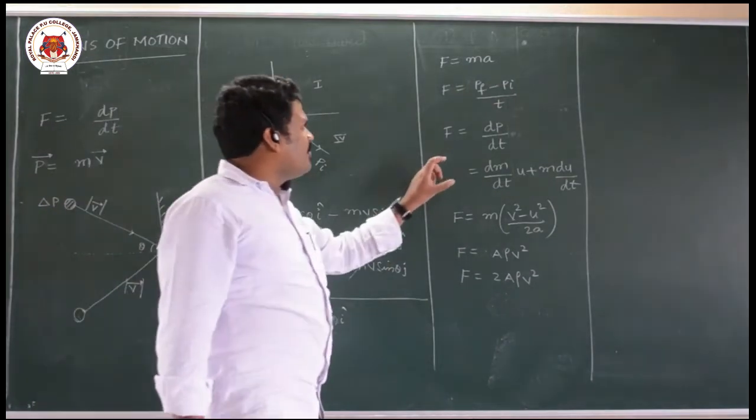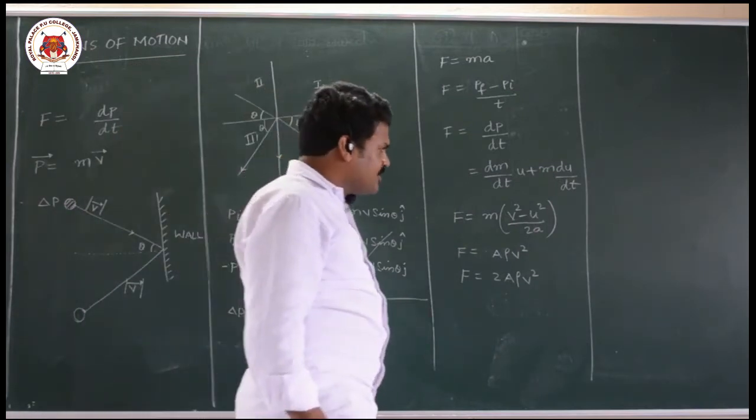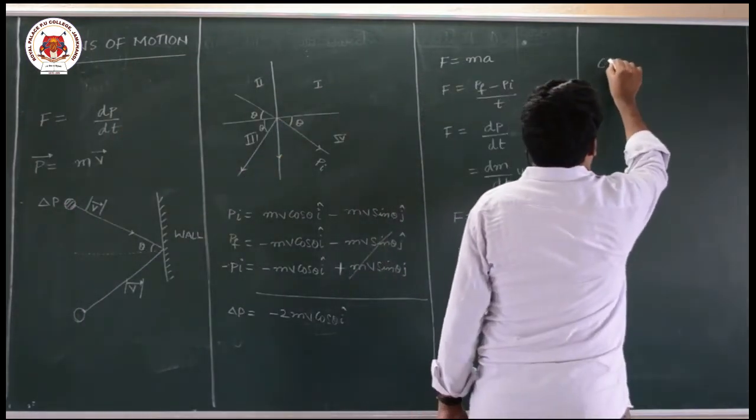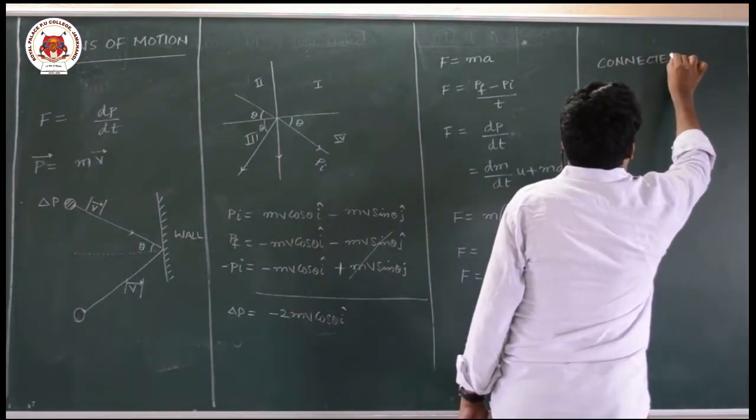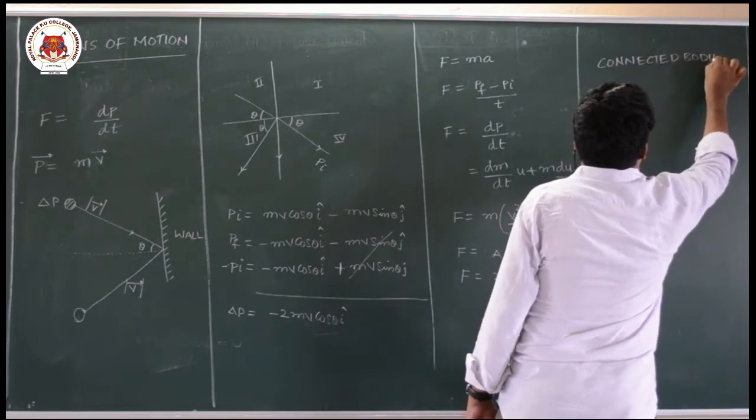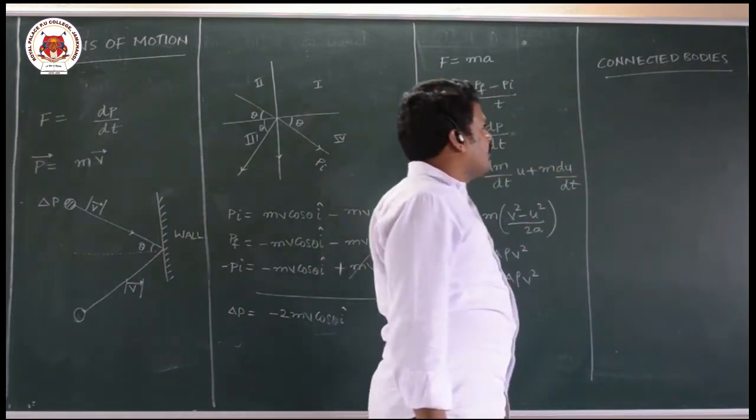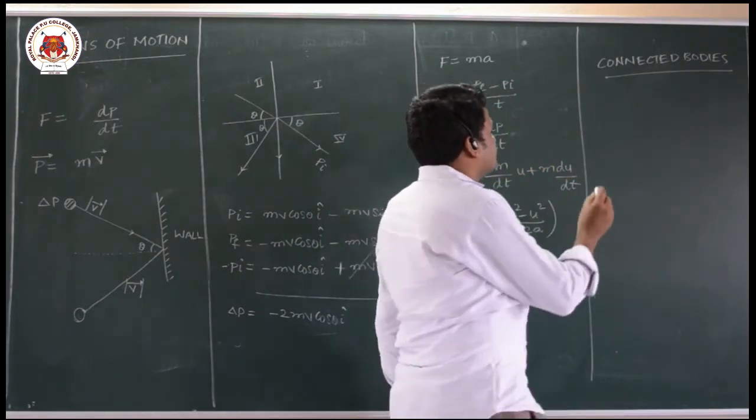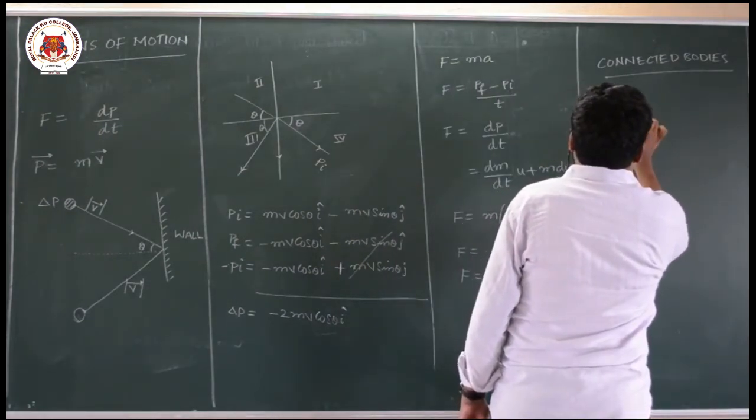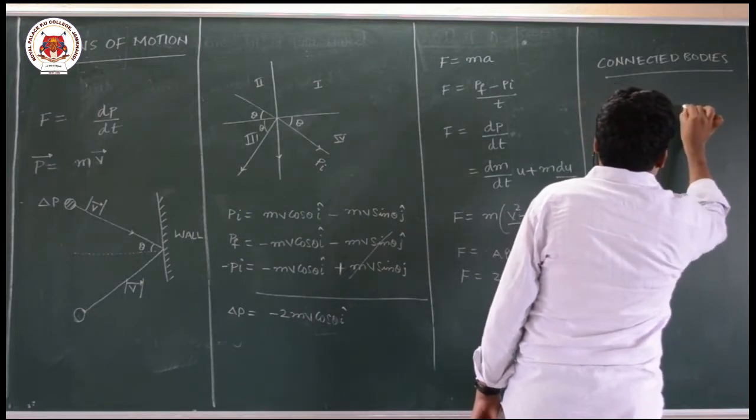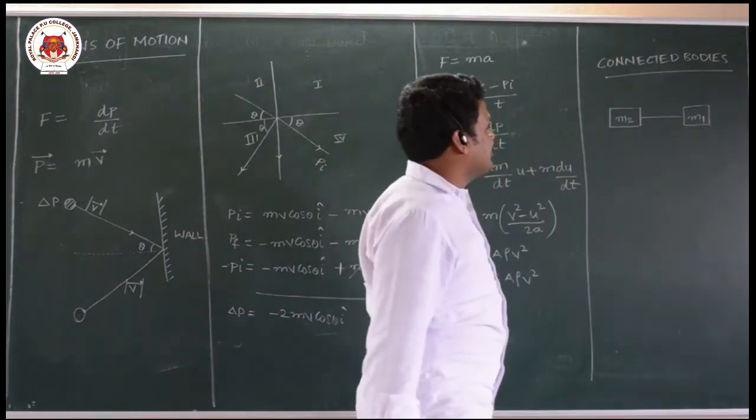So Newton's second law appears to be very simple, but its application is very difficult. Let us take connected bodies and we will see how we apply Newton's laws. I will take one example, then whatever the case may be, you have to follow the same method. Let us take two bodies m2 and m1 connected by one thread or string.